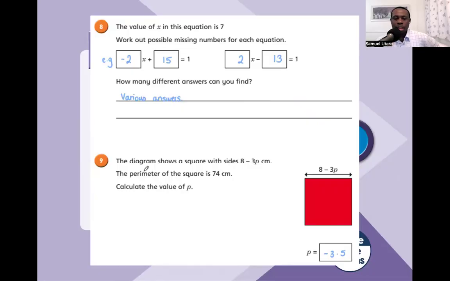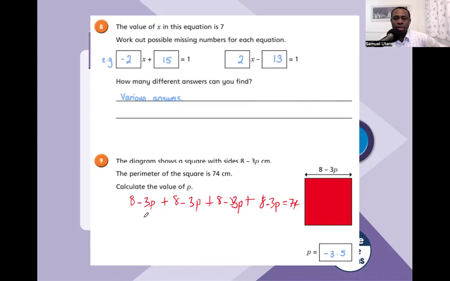I'm just going to express this and then I'll let you finish it off later. So the perimeter is to add all the sides. So it's like saying 8 minus 3p plus 8 minus 3p plus 8 minus 3p plus 8 minus 3p. When you add all this, we're being told that is equal to 74.